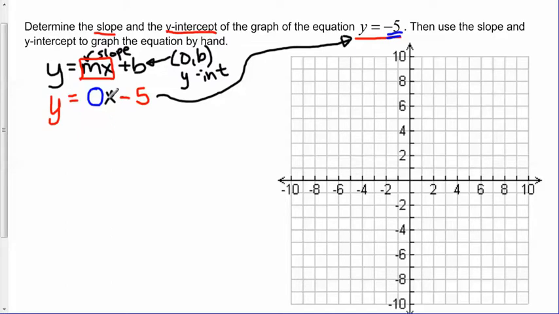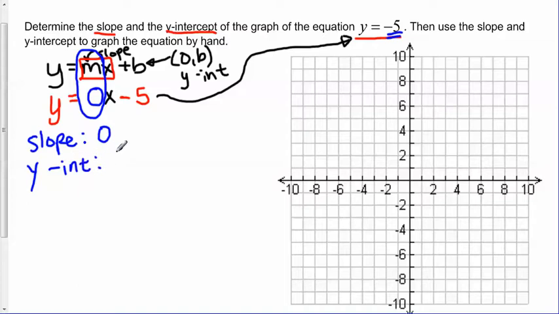Now we can see that the slope must be 0. So my slope is 0, and the y-intercept, which they also asked us to determine, is going to be the point 0. And then remember that the 5 is a negative, right? There's the negative sign in front of that 5. So the y-intercept is 0, -5. So now we've got the slope and the y-intercept, and we're going to use that information to graph this equation.